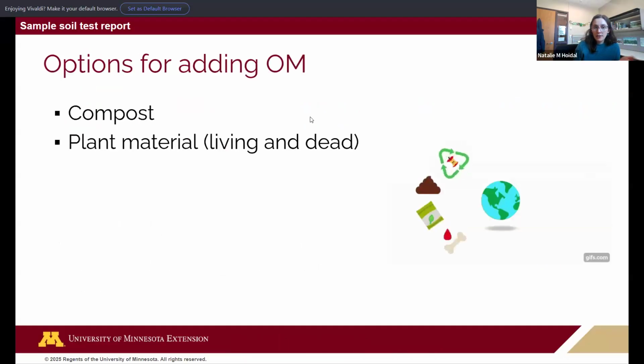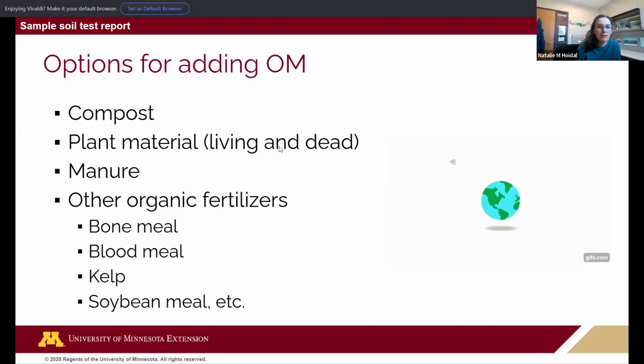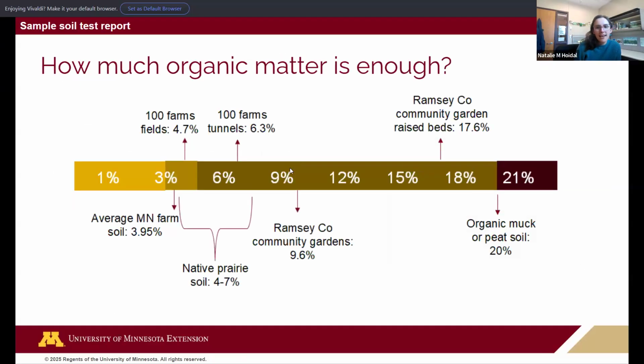You can add organic matter to the soil through compost, or organic matter, either living or dead. That could be things like cover crops or mulches, manure. A lot of organic fertilizers will add some organic matter, so we'll talk about that at the end. Things like bone meal, blood meal, soybean meal. And just to give you a little bit more nuanced, kind of a spectrum of organic matter.